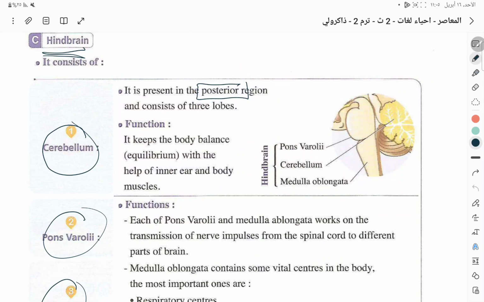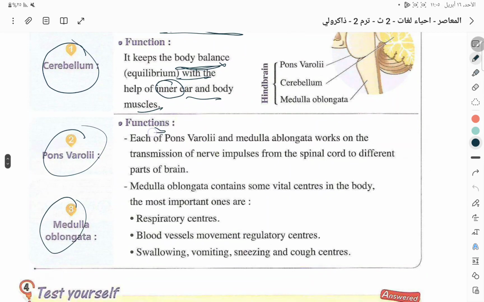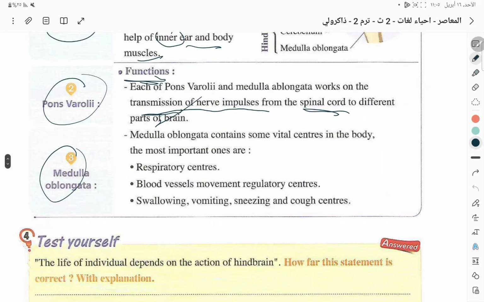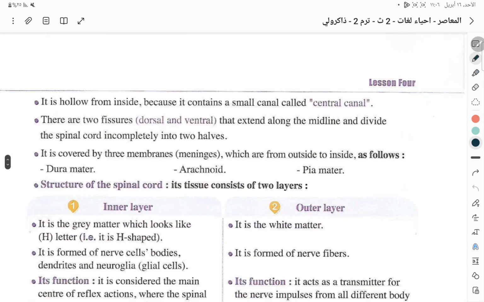The cerebellum is in the posterior region and consists of three lobes. Function: it keeps body balance with the inner ear and body muscles. The pons's function is the transmission of nerve impulses from the spinal cord to different parts of the brain. The medulla oblongata contains some vital centers for respiration and blood vessel movement, and for swallowing, vomiting, sneezing, and coughing.